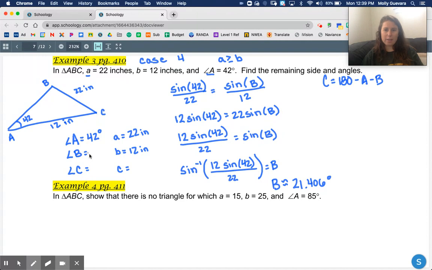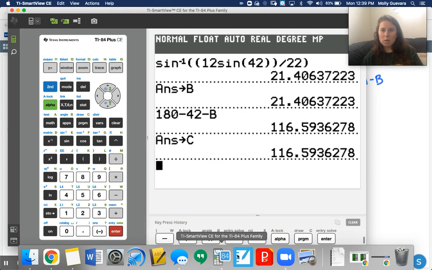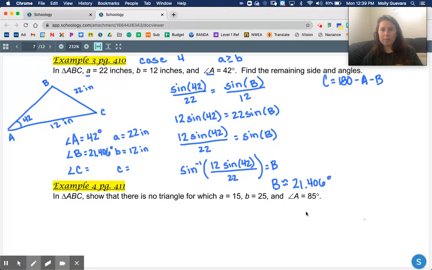So I have angle B is like 21.406. And then C was like, holy moly, where is it? What was it? 116.594. 116.594 degrees. Okay. Now the last thing I need to find is side c.